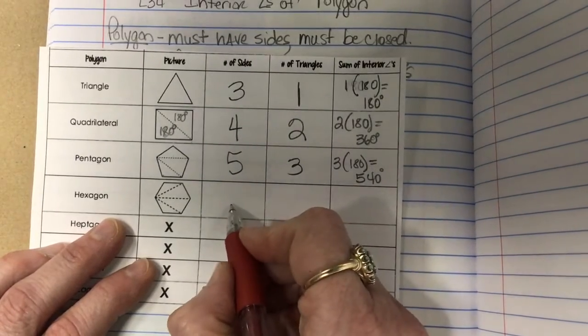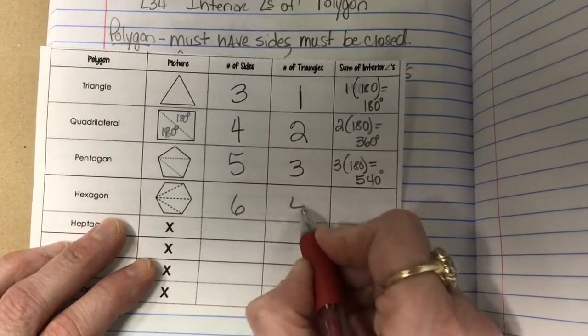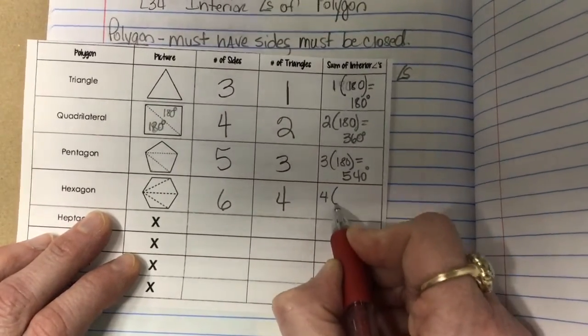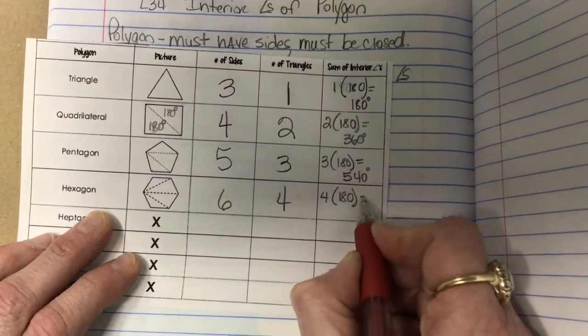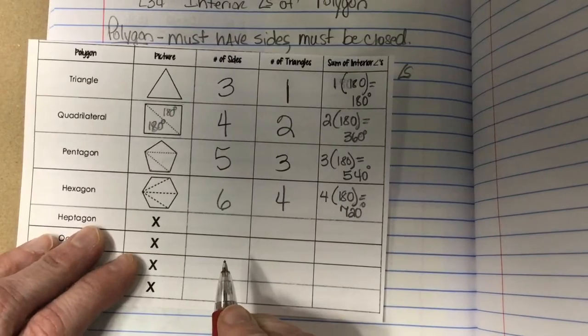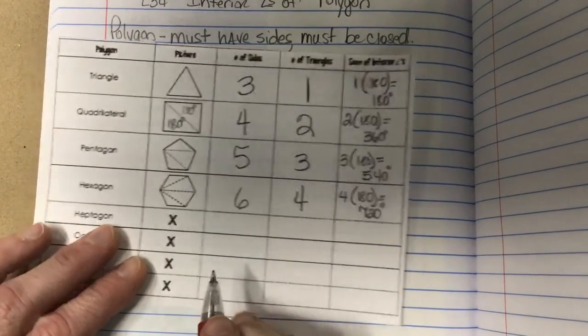A hexagon is 6 sides. I see 4 triangles, and the number of degrees in it is 4 times 180, which is 720 degrees. Now, they quit drawing the pictures because they get messy, they get big, so it's easier.